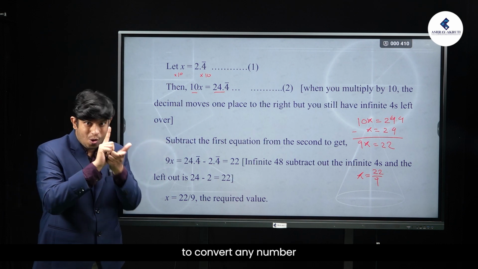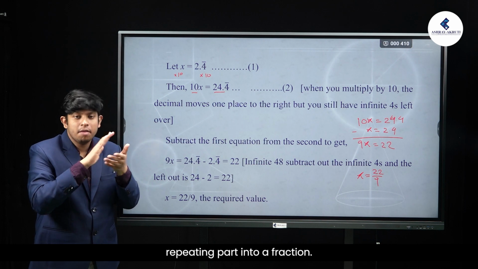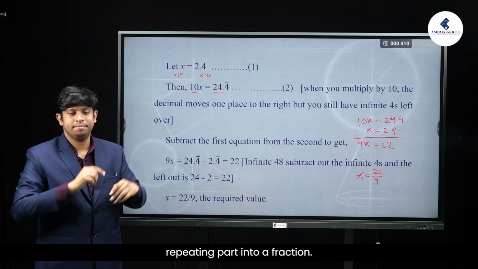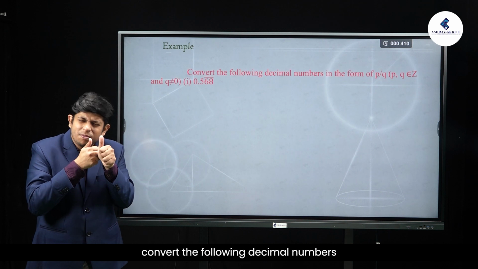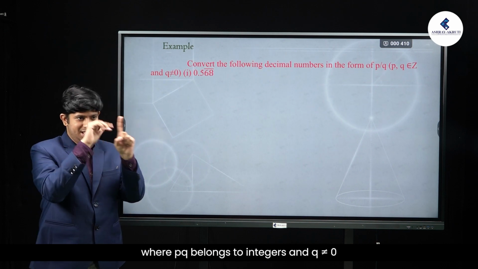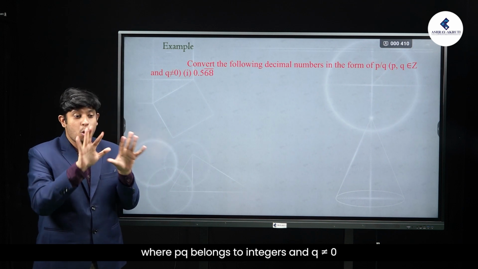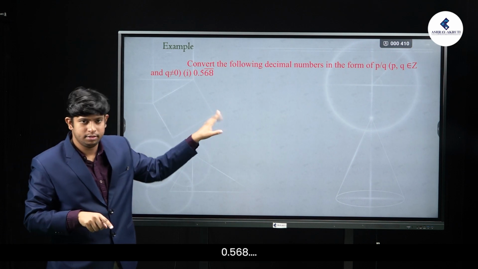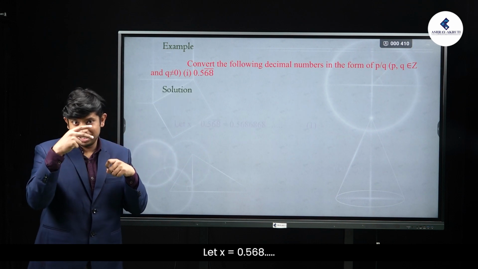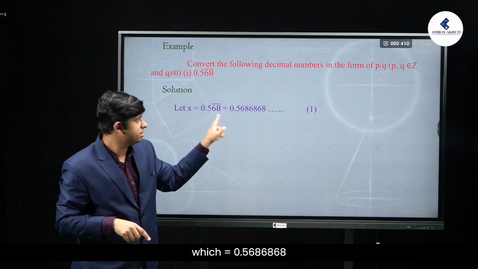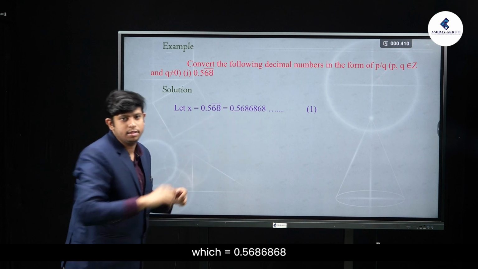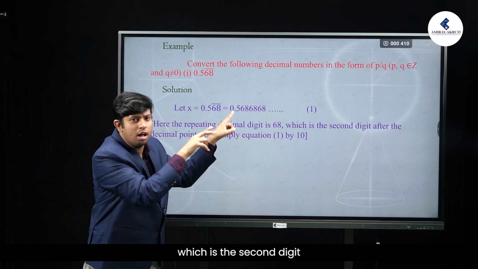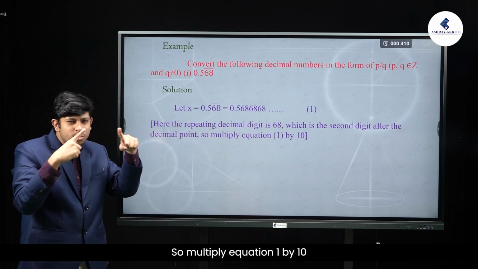We use the same logic to convert any number with a non-terminating repeating part into a fraction. Example: convert the following decimal number in the form of p by q, where p and q belong to integers and q not equal to 0: 0.568 bar. Solution: let x equal to 0.568 bar, which is equal to 0.5686868 and so on, as equation 1. Here the repeating decimal digits are 68, starting from the second digit after the decimal point. So multiply equation 1 by 10.